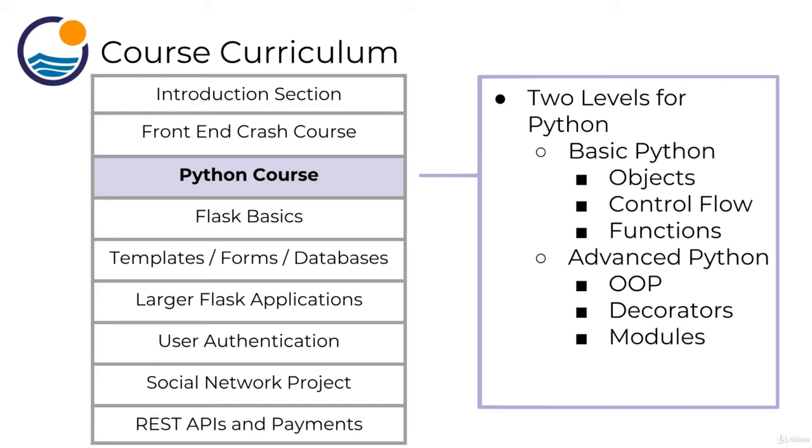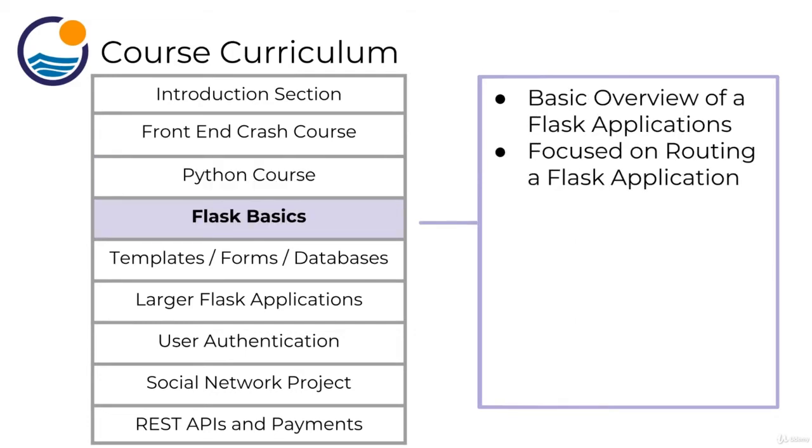Then level 2 is a more advanced section on Python that discusses things like object-oriented programming, decorators, and how to create your own modules. Those kinds of ideas are necessary to fully understand the Flask web framework. So maybe you have a little bit of basic Python, you know how to create basic functions, but you haven't learned about things like decorators or object-oriented programming, then you can jump into the advanced Python section and check that all out.